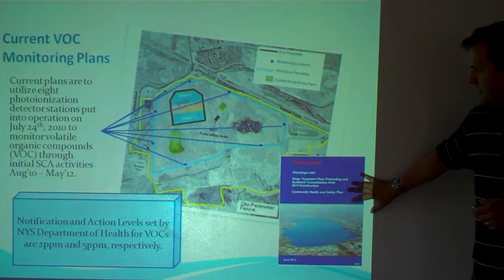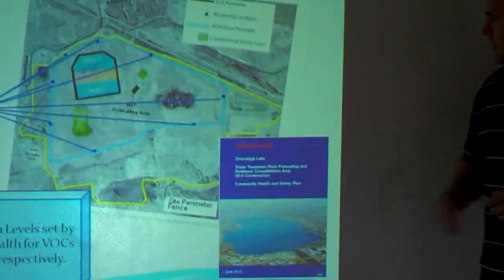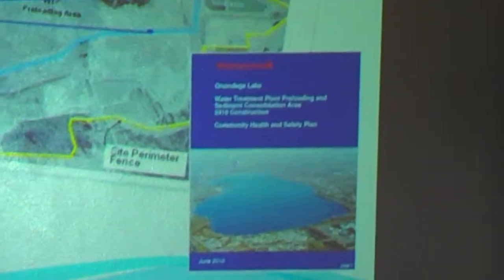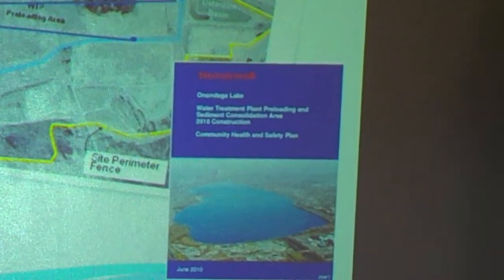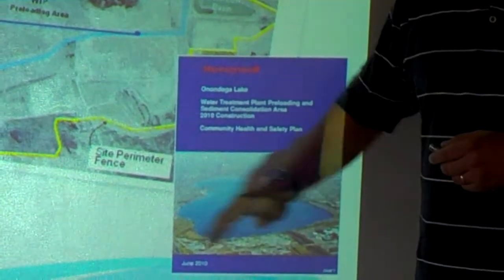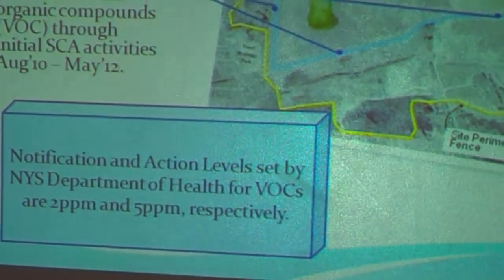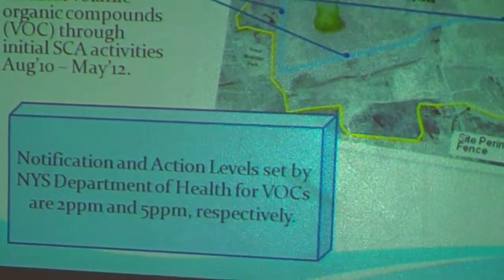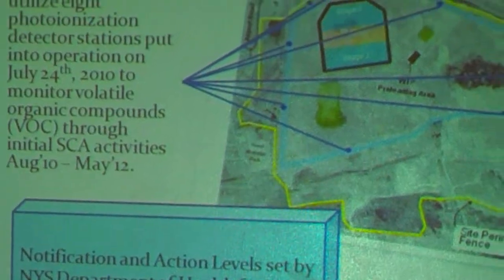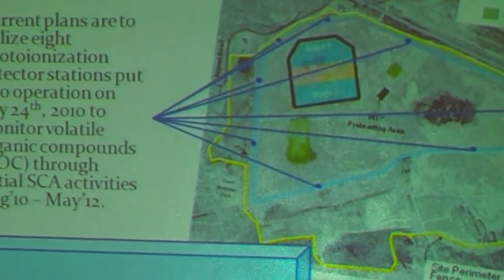This is all spelled out in a document that was released in June from Honeywell regarding the Community Health and Safety Plan, and in that plan, the Department of Health has set notification and action levels for volatile organics picked up by these sensors at 2 parts per million and 5 parts per million.